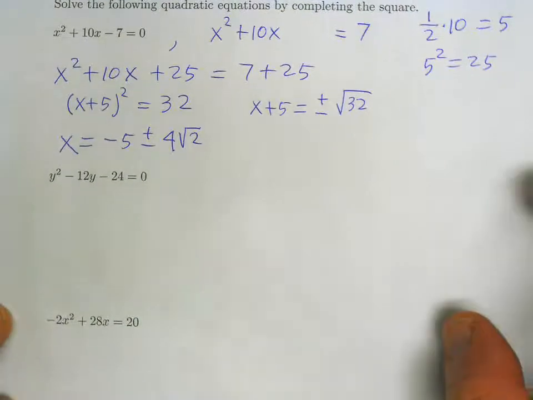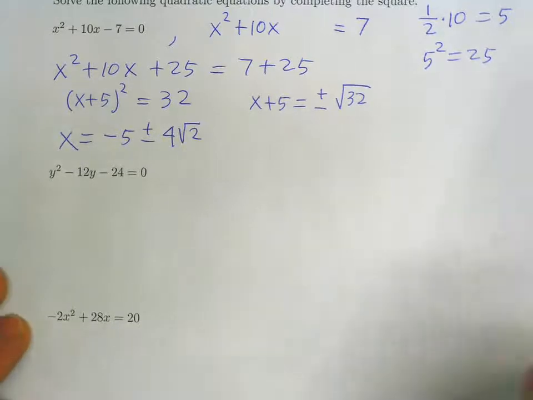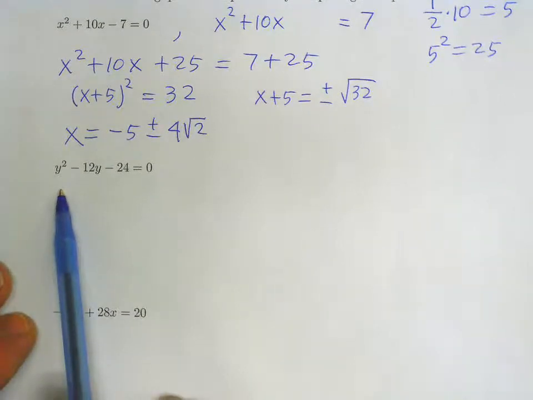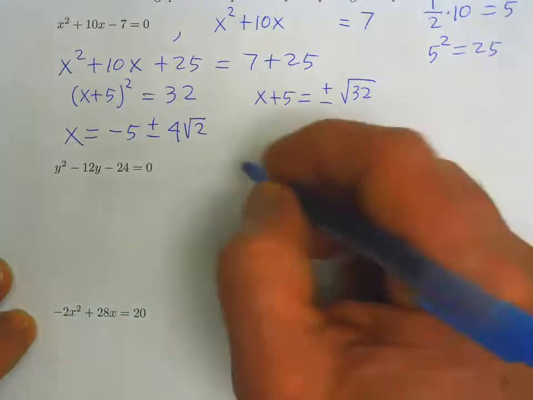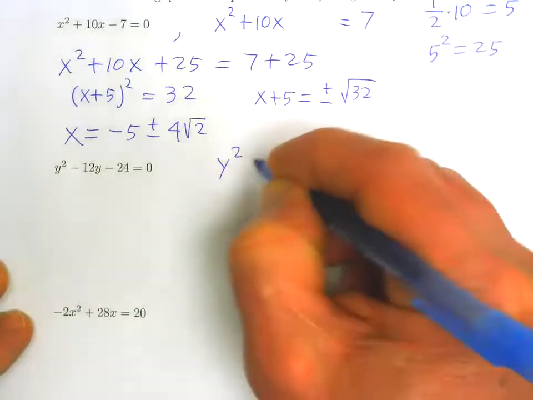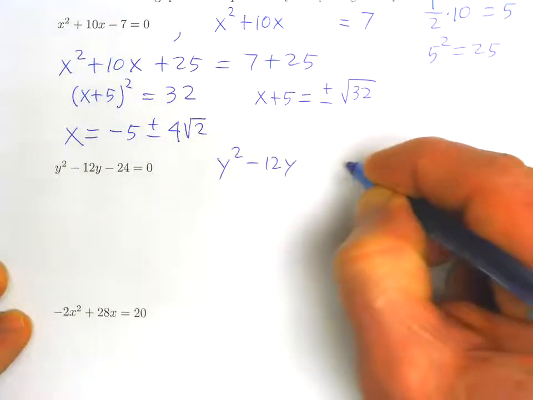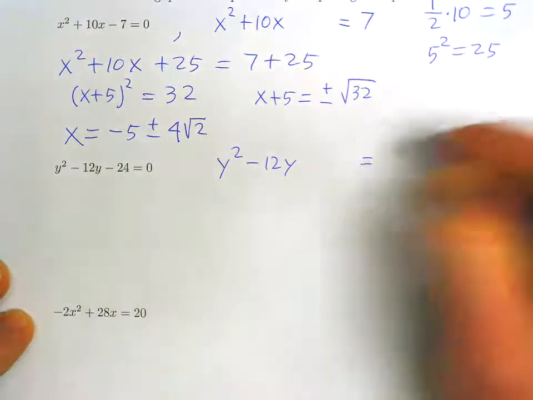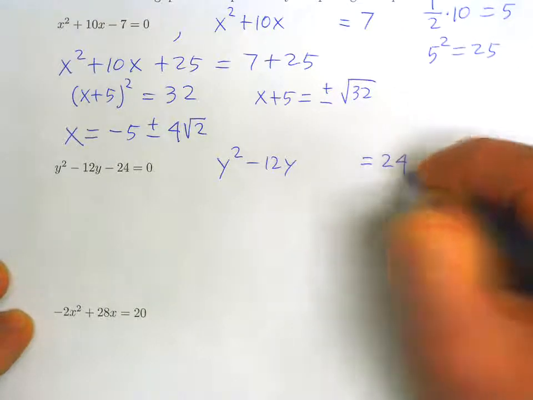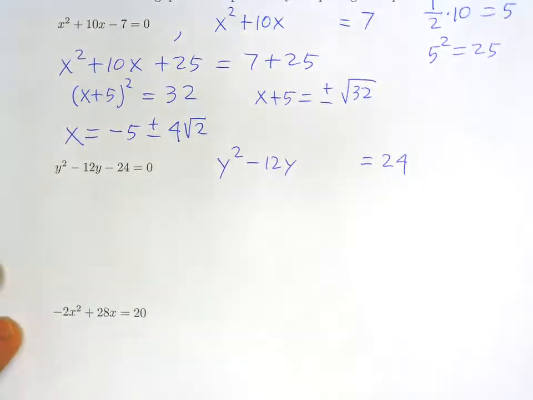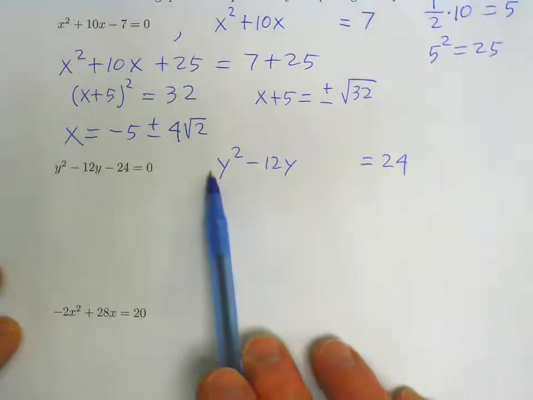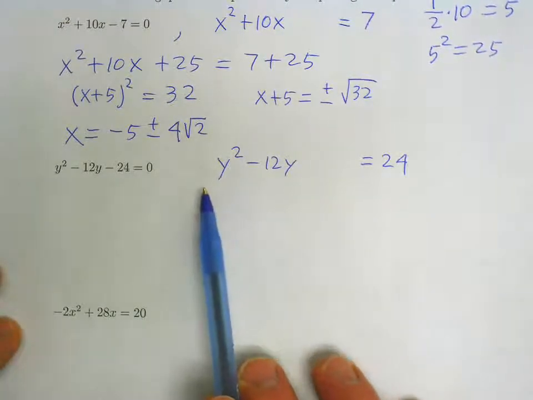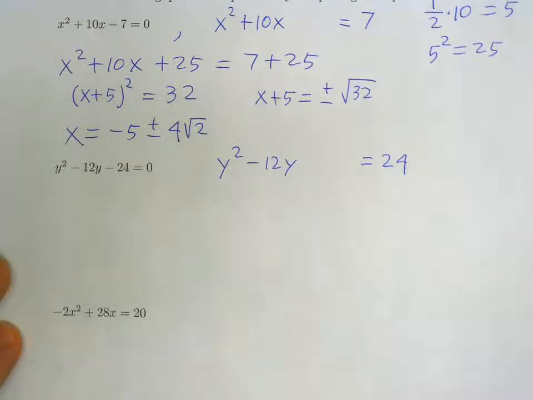Okay, let's do a few more of these. Solve this by completing the square. Y squared minus 12y minus 24 equals 0. Step 1, we write y squared minus 12y. Leave some space. We're adding 24 to both sides, so y squared minus 12y equals 24. The coefficient of the y squared term is already 1. So dividing every term by 1 doesn't change anything.